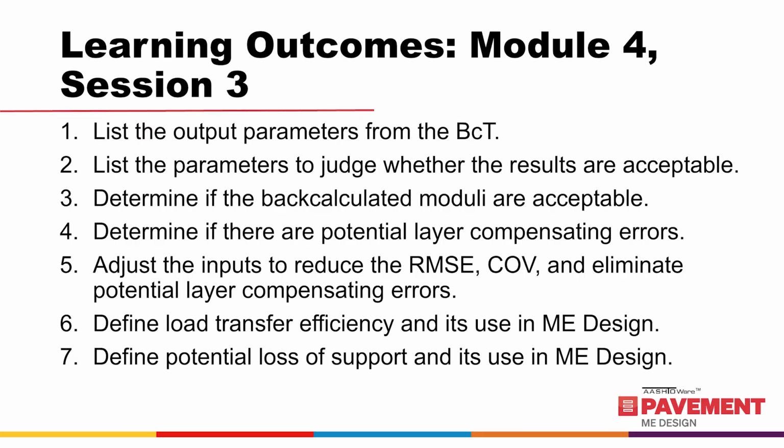There are 7 learning outcomes for Module 4, Session 3, which include to list the output parameters from the BcT, to list the parameters to judge whether the results are acceptable, to determine if the back-calculated moduli are acceptable, to determine if there are potential layer compensating errors and if there are, what to do with them, to adjust the inputs to reduce the RMSE, COV, and eliminate potential layer compensating errors, to define load transfer efficiency and its use in ME design, and finally, to define potential loss of support and its use in ME design.